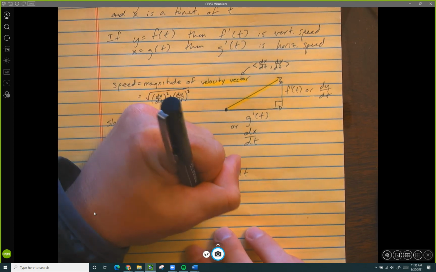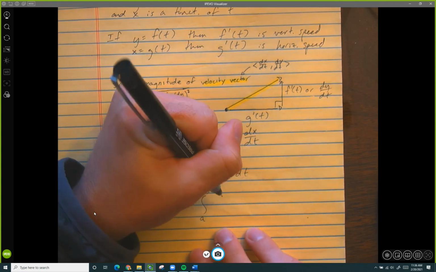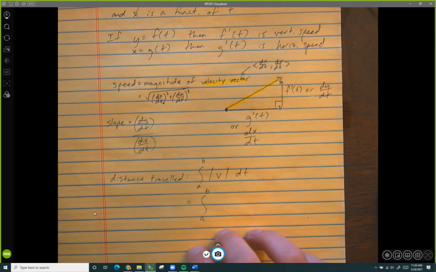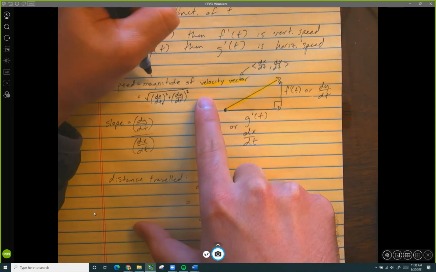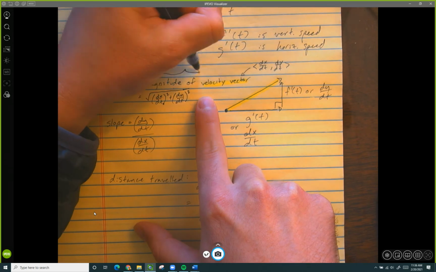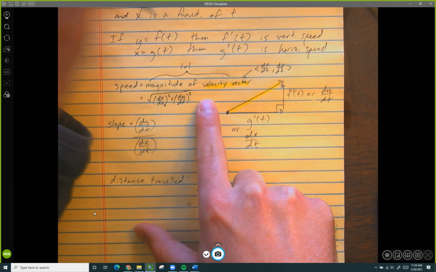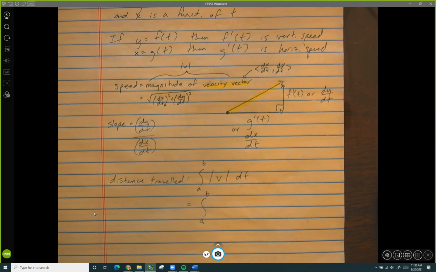But then here's the actual way that you can solve a problem with it. The magnitude of the velocity vector is the same thing as the absolute value of v. So, distance traveled is the integral of speed. And I think that's something we've known since before we hit parametric, right? The integral of velocity gives you distance traveled.